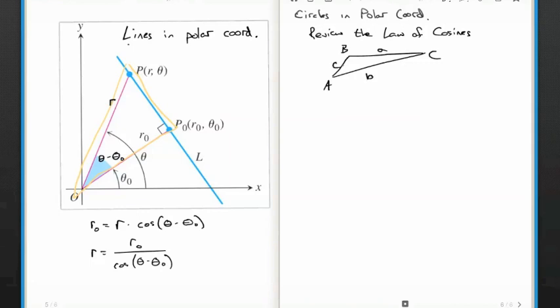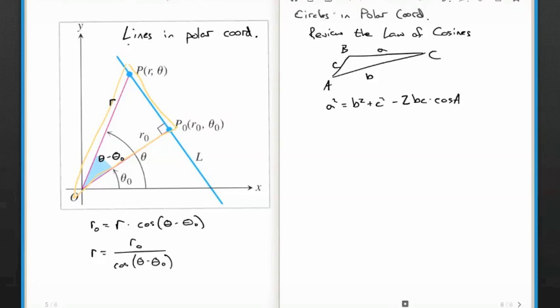So A, B, C like that. Now if I'm trying to find, for instance, side A, the law of cosines says A squared equals B squared plus C squared, which looks a lot like the Pythagorean theorem. But since it's not a right angle, we have to adjust it: minus 2 times B times C times the cosine of the corresponding angle, 2BC cosine A. So this is just the generic law of cosines.